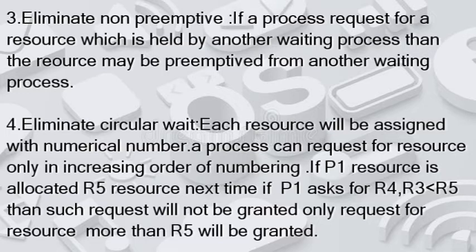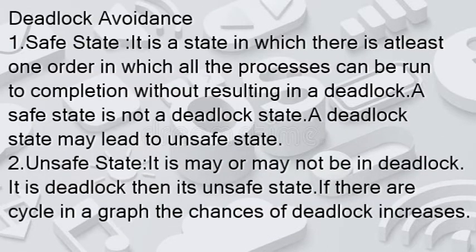From these eliminations, you can also understand what we mean by mutual exclusion, hold and wait, non-preemption and circular wait. So this is the way through which we can do deadlock prevention. The next thing we have is how we can do deadlock avoidance.